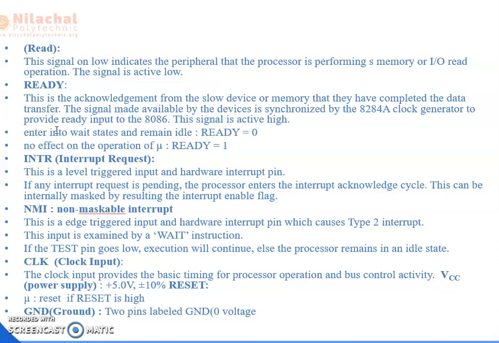Next, NMI, non-maskable interrupt. This is an edge triggered input and hardware interrupt pin which causes a type 2 interrupt. The TEST pin is examined by a WAIT instruction. If the TEST pin goes low, execution will continue, else the processor remains in an idle state. The next one is the clock input. The clock input provides the basic timing for processor operation and bus control activity.